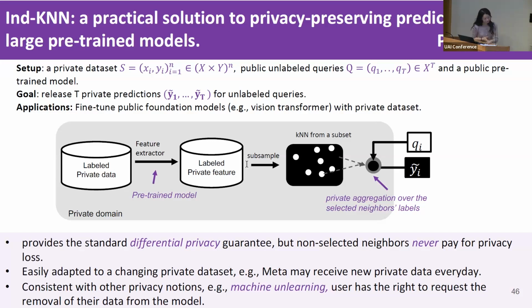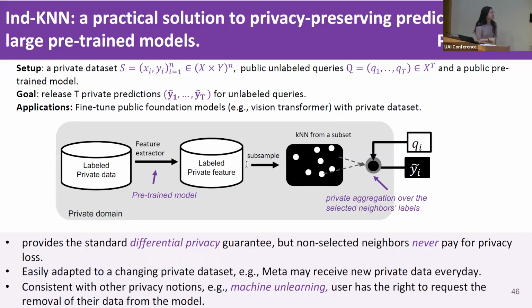I'm giving you an overview here. This is based on kernelized nearest neighbors. For each unlabeled query Qi, we will leverage a public foundation model, for example, a vision transformer, to extract features for both your private labeled data points and your unlabeled query Qi. Then we will search neighbors in the feature space and find nearest neighbors whose kernel distance in the feature space is above some threshold. And then we will leverage those neighbors' labels to make predictions, which is the y tilde here.